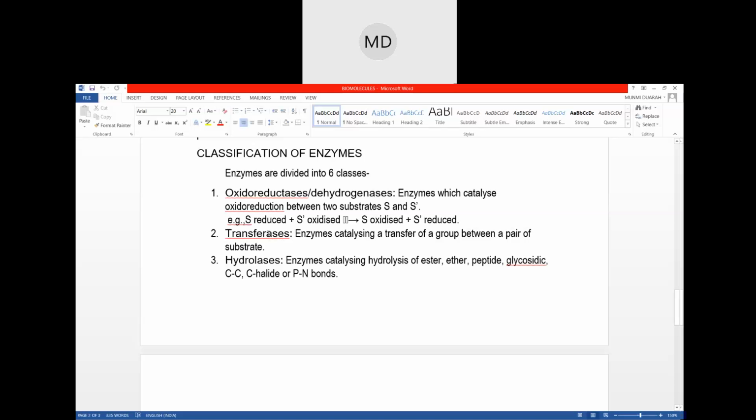Then there is transferase, the second class of enzymes. What is the function of the transferase? Here it is written, enzymes catalyzing a transfer of a group between a pair of substrates. You can remember it from the name itself: transferase helps in transfer of groups between substrates. Like when two substrates are there, it will help in transfer of groups from one substrate to the other.